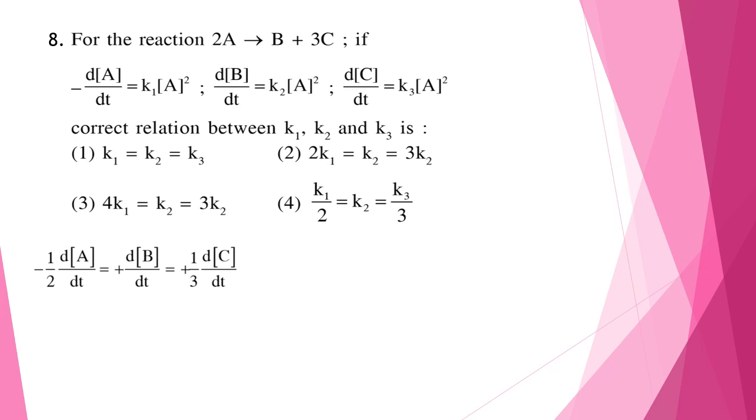So we can write this in the form of K's. So we get 1 by 2 K1 A square is equal to K2 A square, and that is equal to 1 by 3 K3 A square. So we get the relation K1 by 2 is equal to K2 is equal to K3 by 3. So the correct answer becomes option 4.